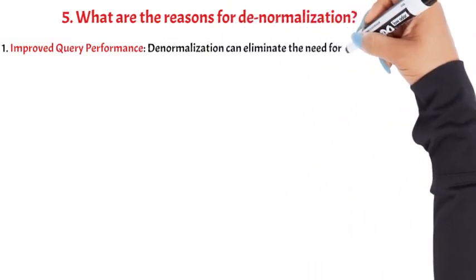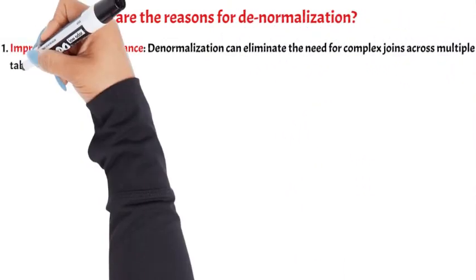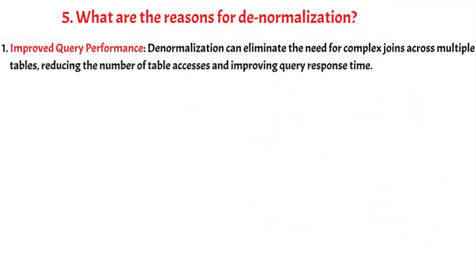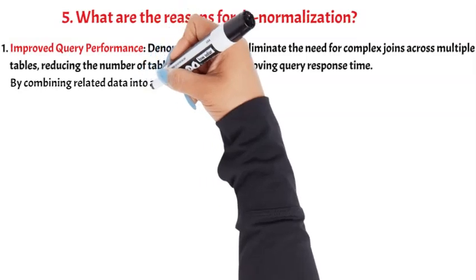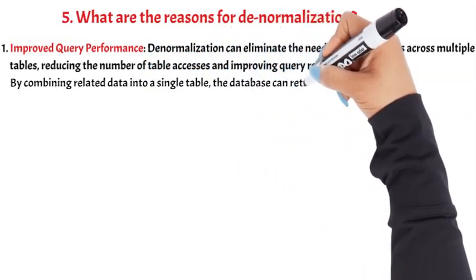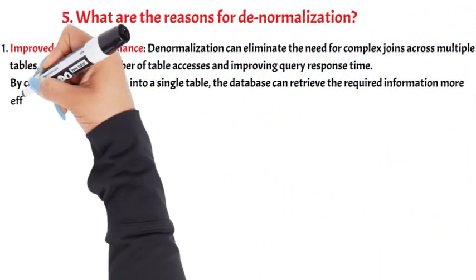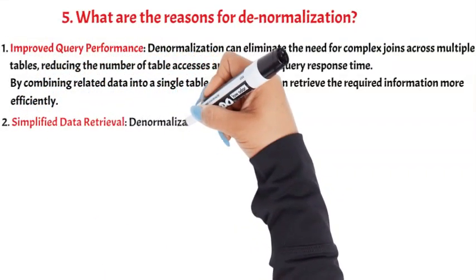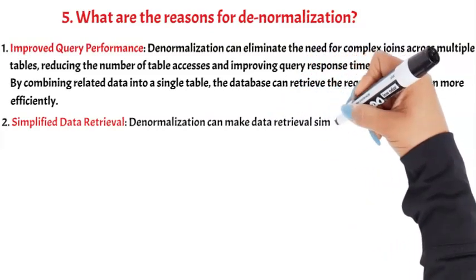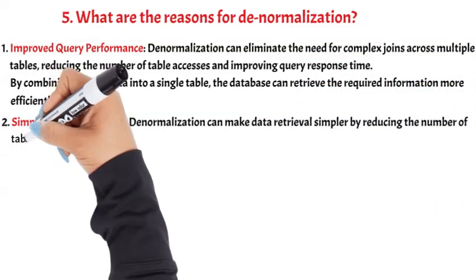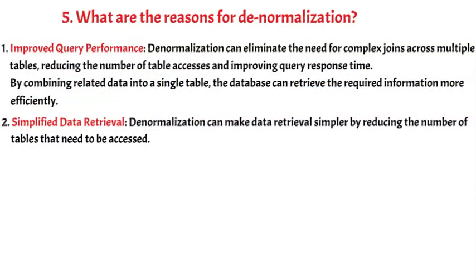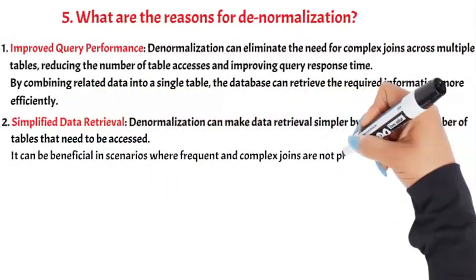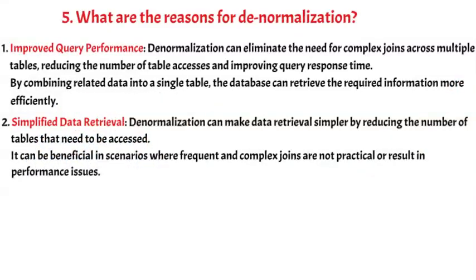De-normalization can eliminate the need for complex joins across multiple tables, reducing the number of table accesses and improving query response time. By combining related data into a single table, the database can retrieve the required information more efficiently. 2. Simplified data retrieval. De-normalization can make data retrieval simpler by reducing the number of tables that need to be accessed. It can be beneficial in scenarios where frequent and complex joins are not practical or result in performance issues.